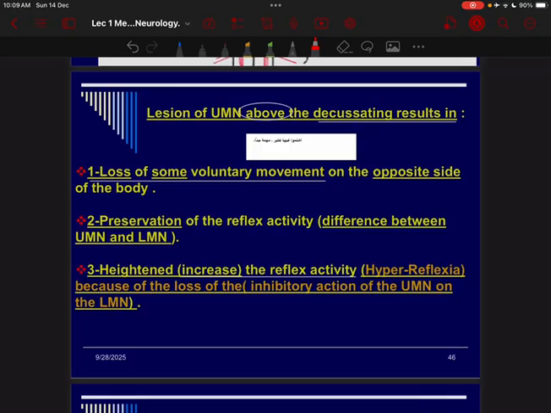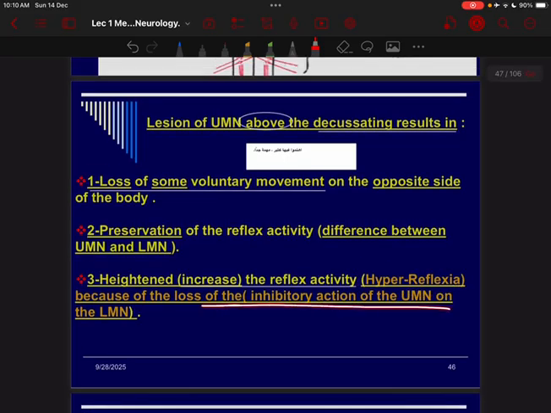Number two, preservation of the reflex activity. Reflex activity is there or might be increased. And this is the difference between upper motor neuron and lower motor neuron. So there is an increase in the reflex activity, hyperreflexia. Why hyperreflexia? Because of the loss of the inhibitory action of the upper motor neuron on the lower motor neuron.